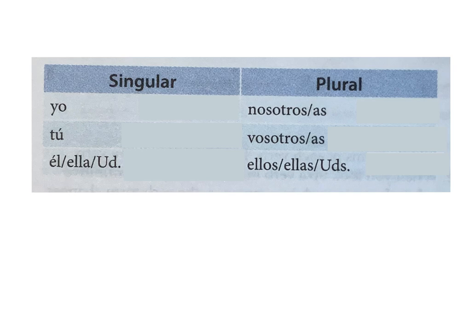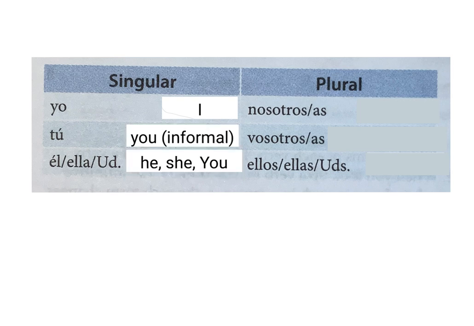So, singular. Yo, what does that mean? I. What about tú? You. Él, ella, and usted. He, she. You. What's the difference between the second and the third line there? All right, what about nosotros? We. Vosotros. Right, it's actually you.